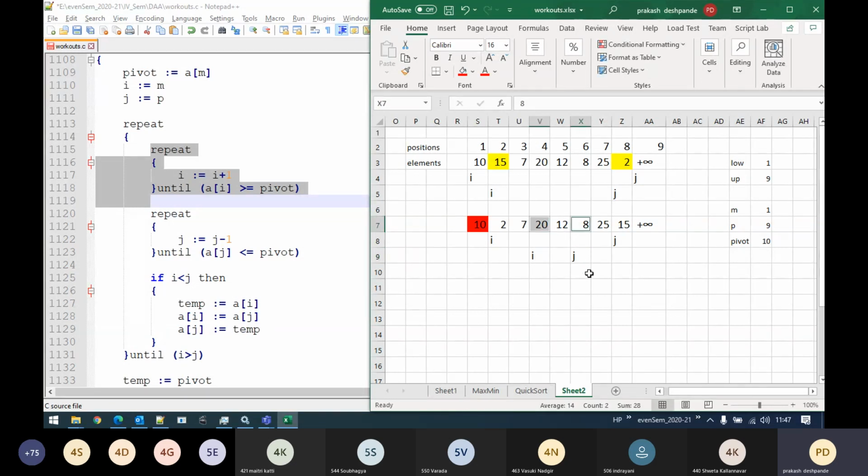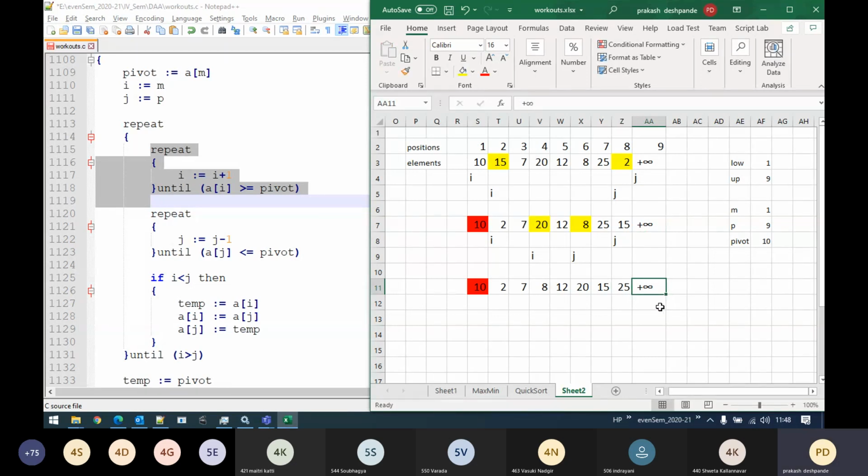Now look at these two elements. I is stopped at 20 and J is stopped at 8. Now if condition is I less than J, yes, sir. I means 4, J means 6. You can just think whether they have crossed each other. If they have not crossed, then swap themselves, right? Now which are the elements? 20 and 8 will get swapped. So let us write those elements once again. Remaining elements 10 here, 2, 7, 8, 12, 20, 25, 15, and the last position we get again plus infinity.